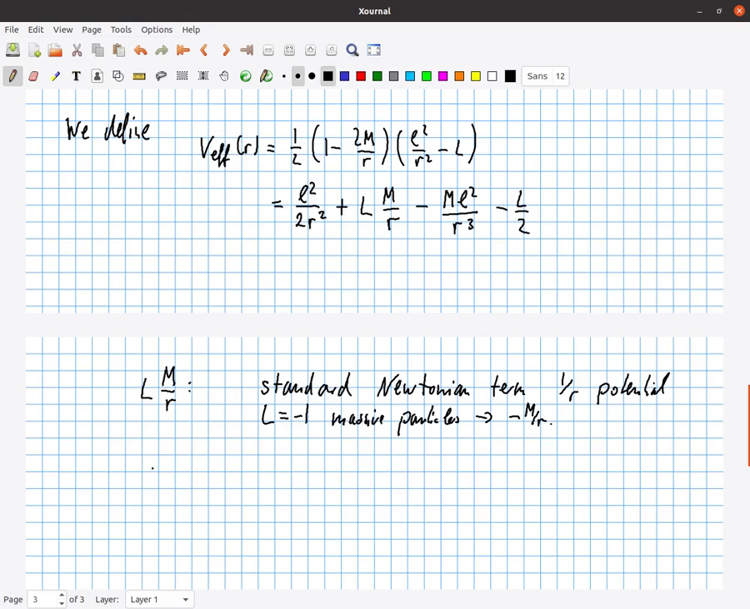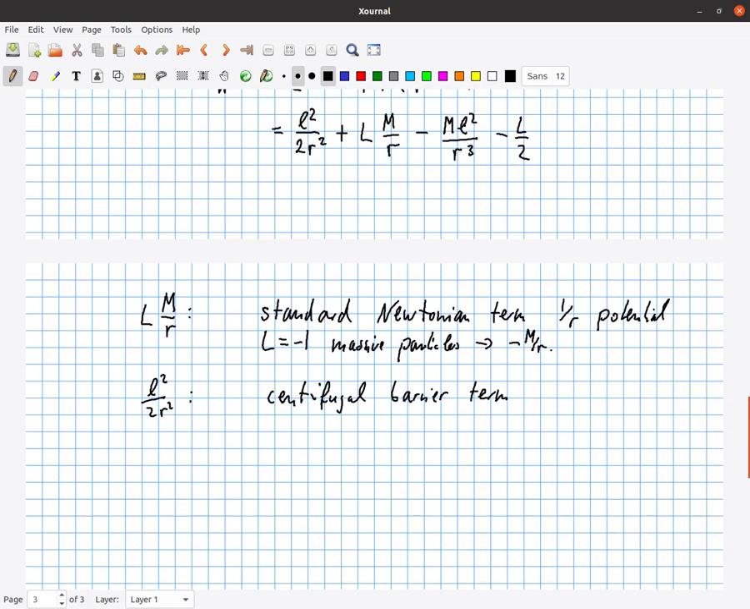Next, we are looking at this term here, L squared over 2R squared. This is also a familiar term for anybody who has done the Newtonian two-body problem. This thing is usually called the centrifugal barrier term. We can neglect the constant here. That is, potentials shifted by a constant are not particularly interesting for us.